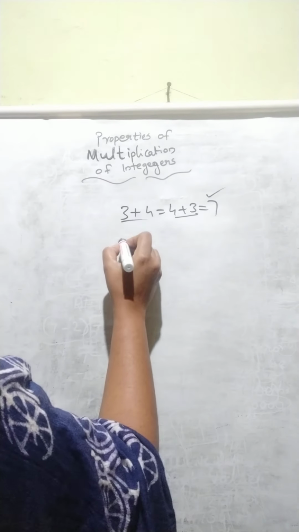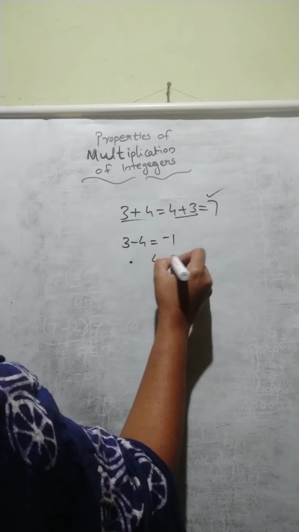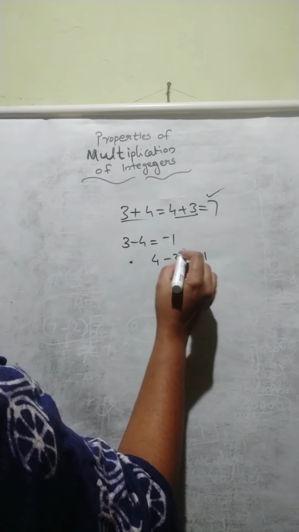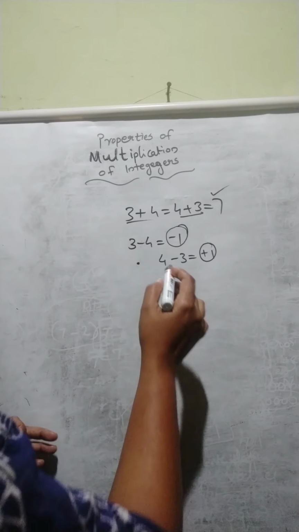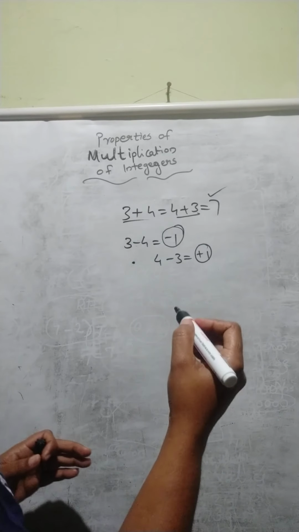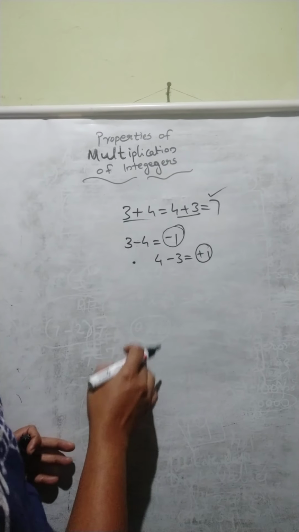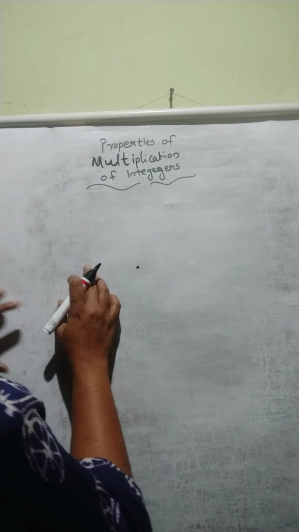But in case of subtraction, 3 minus 4 is equal to negative 1. But 4 minus 3 is equal to positive 1. So negative 1 is not equal to positive 1. So we can say commutative property is not satisfied in case of subtraction. Now we can check in case of multiplication.